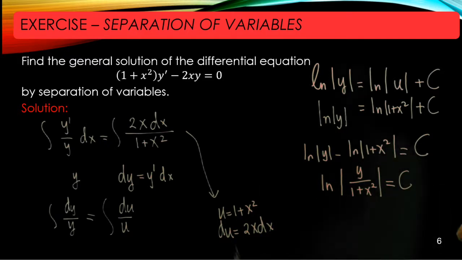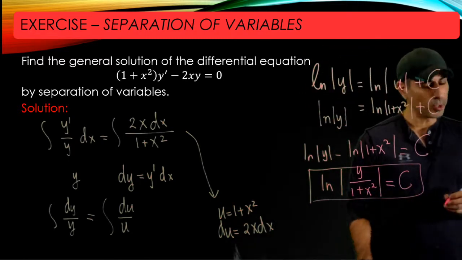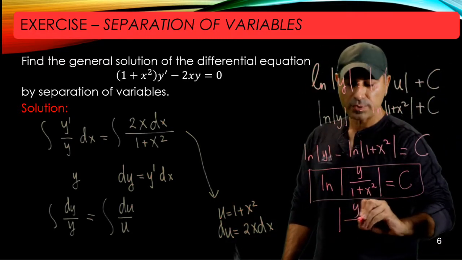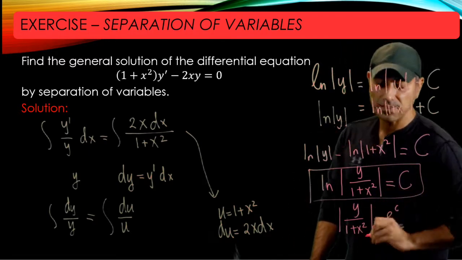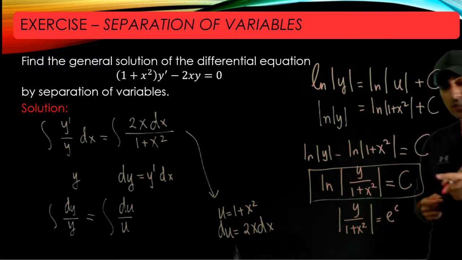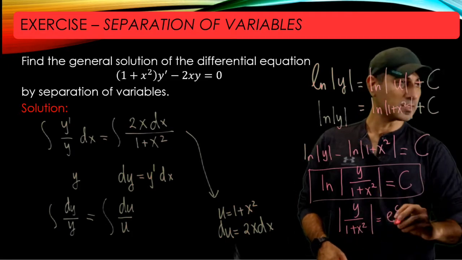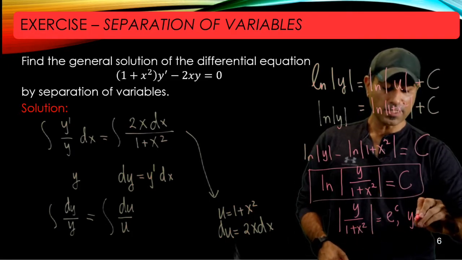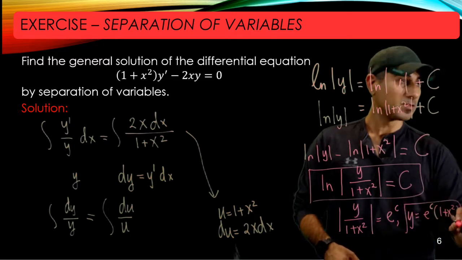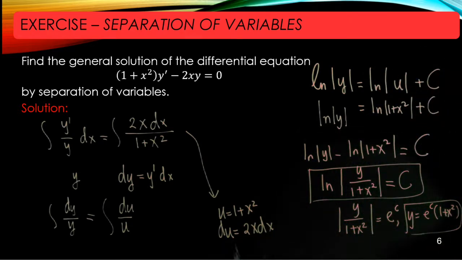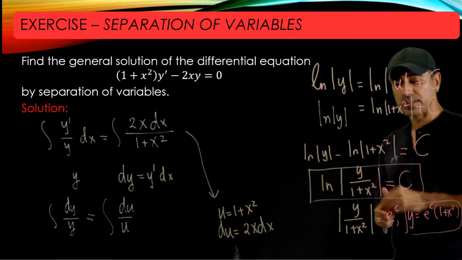Once you have an ln type equation, you can always rewrite it so that the absolute value of y divided by 1 plus x squared is e to the c. This is how you go from here to here. Since 1 plus x squared is positive, I can multiply both sides of the equation by that. So y becomes e to the c times 1 plus x squared. This is the final form of the solution, in other words, the explicit form of the solution to this differential equation.